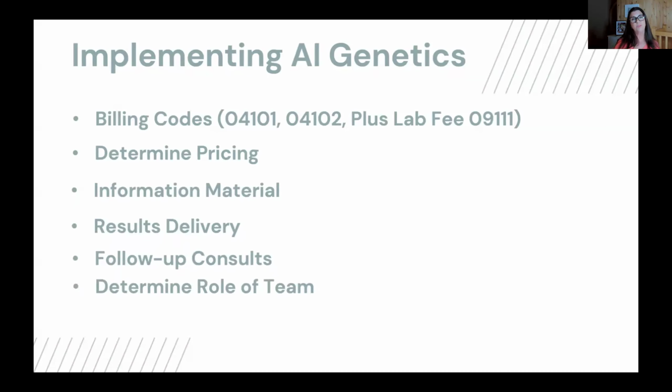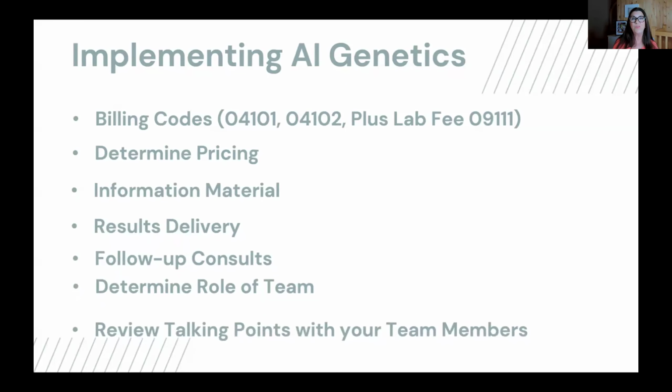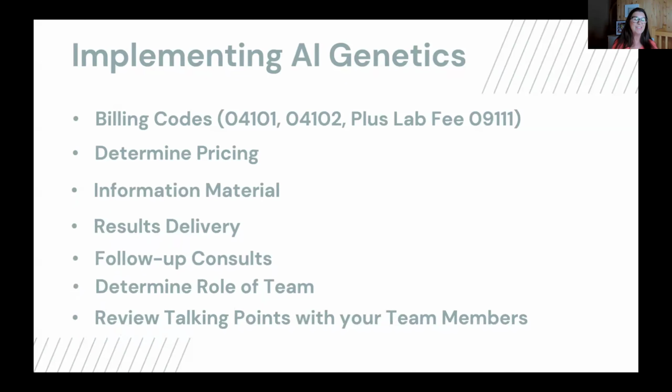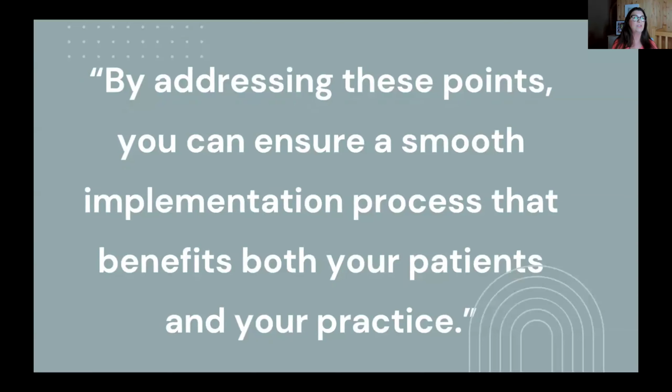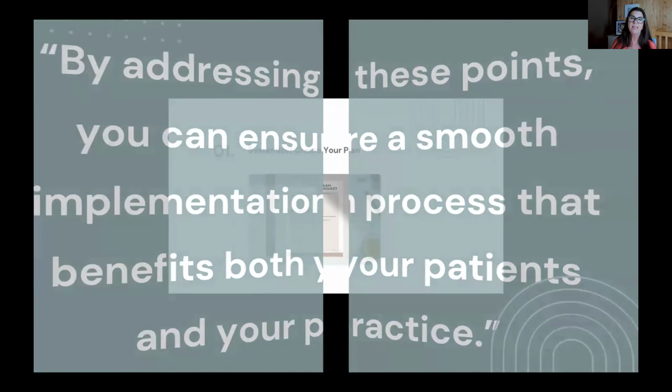And then you want to determine the role of each team member so that they know what their role is with this whole thing. You want to review the talking points with your team members as well, so that everybody is on the same page. It's so important. By addressing these points, you can ensure a smooth implementation process that benefits both your practice and your patients.